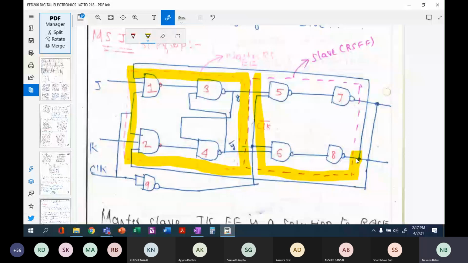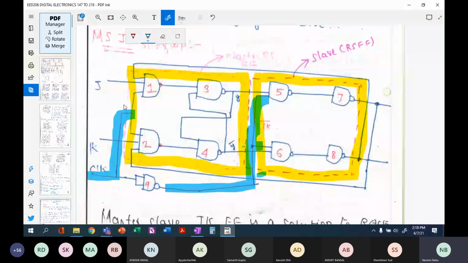The first 4 gates will be controlled by the master clock, and the next 4 gates will be controlled by the slave clock. By this way, we can control the movement of inputs from level 1 to level 2 and level 2 to the output. Okay. So any doubts here?